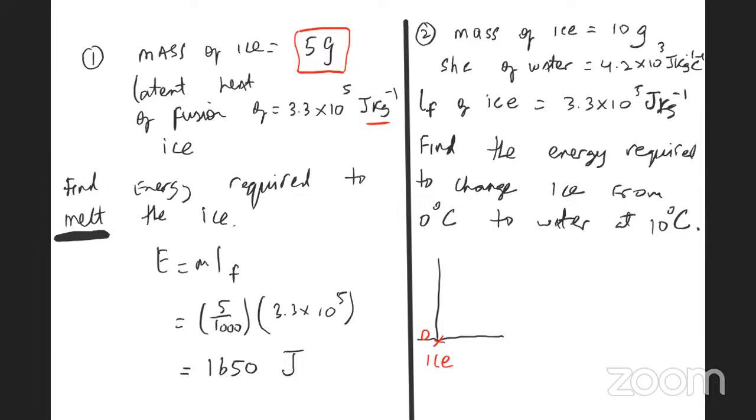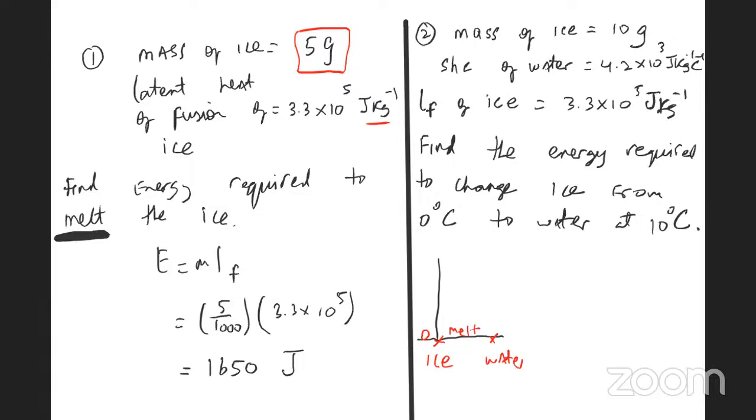When you heat the ice at 0 degrees, what will happen to it? What's the first thing that happens to the ice? It'll start to melt. So it will stay at 0 and it will melt. So all here is melting, and it will melt and become water.